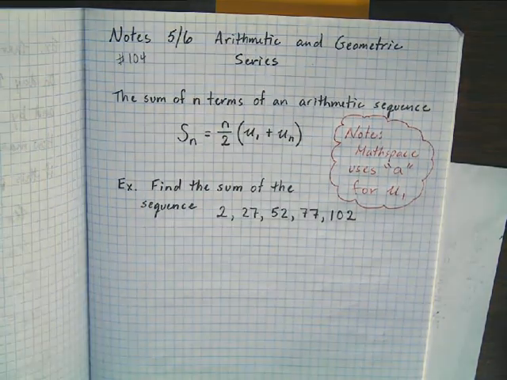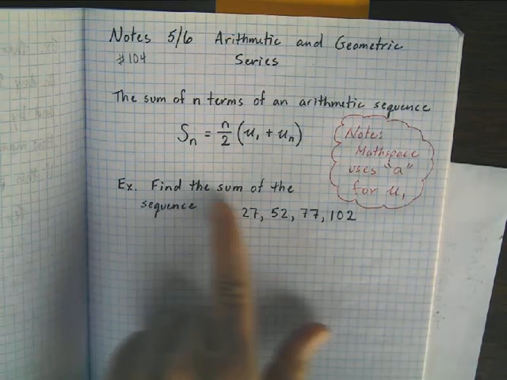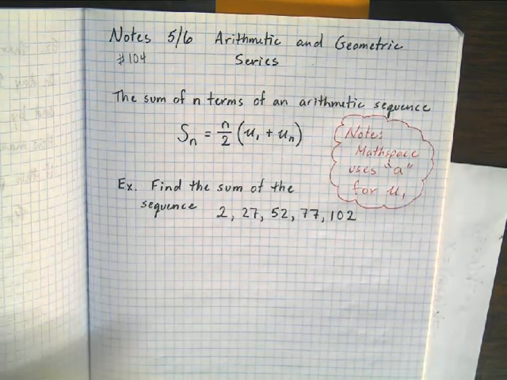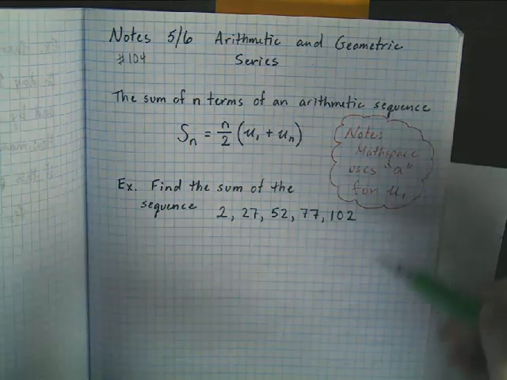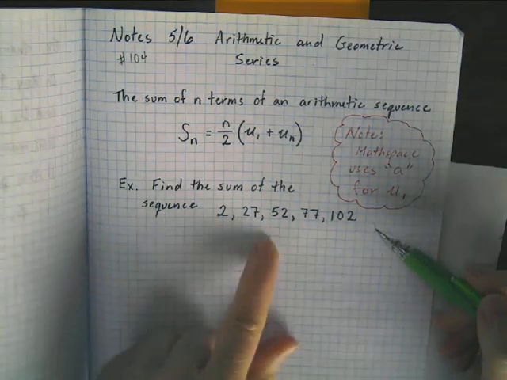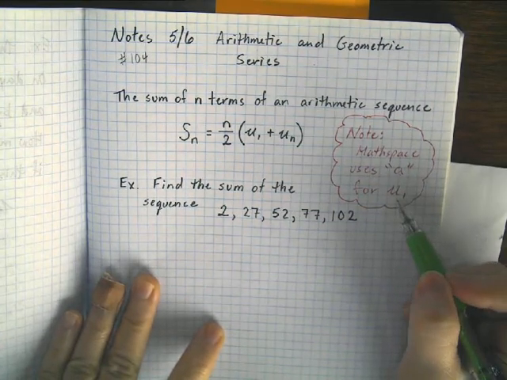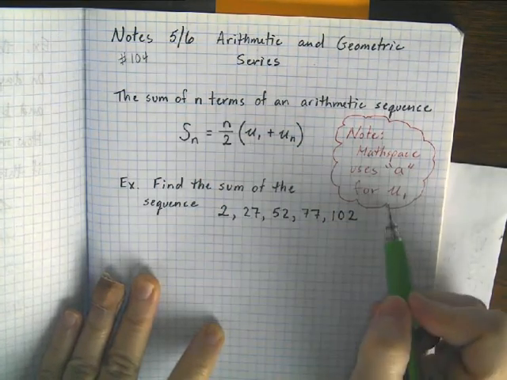Okay, so we end up with this lovely little formula. So let's go ahead and give it a try. Find the sum of the sequence, and I've got a sequence here. Let's go ahead and identify the different variables. By the way, in math space, you're going to have problems like this, and when they refer to A, it is the same thing as u sub 1. A is the first term, okay?